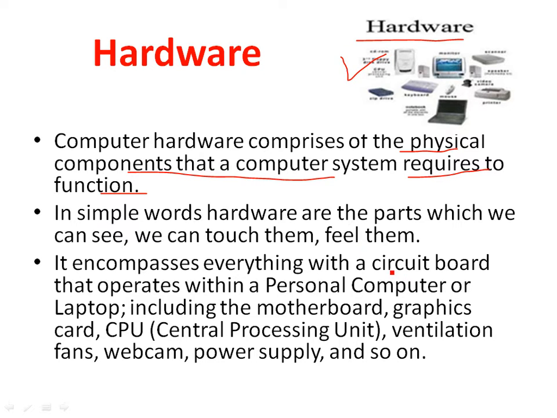So it is nothing but a circuit board which operates with a personal computer. It may be your laptop, in which you can see the motherboard, graphic cards, CPU, ventilation fan, webcam, power supply, and sometimes it may contain printers, monitors, mouse, keyboards. So all such components make a complete hardware set for a computer system. A unique function for each hardware is defined, and to collaborate all these things we need software. So all these things are dependent on each other.